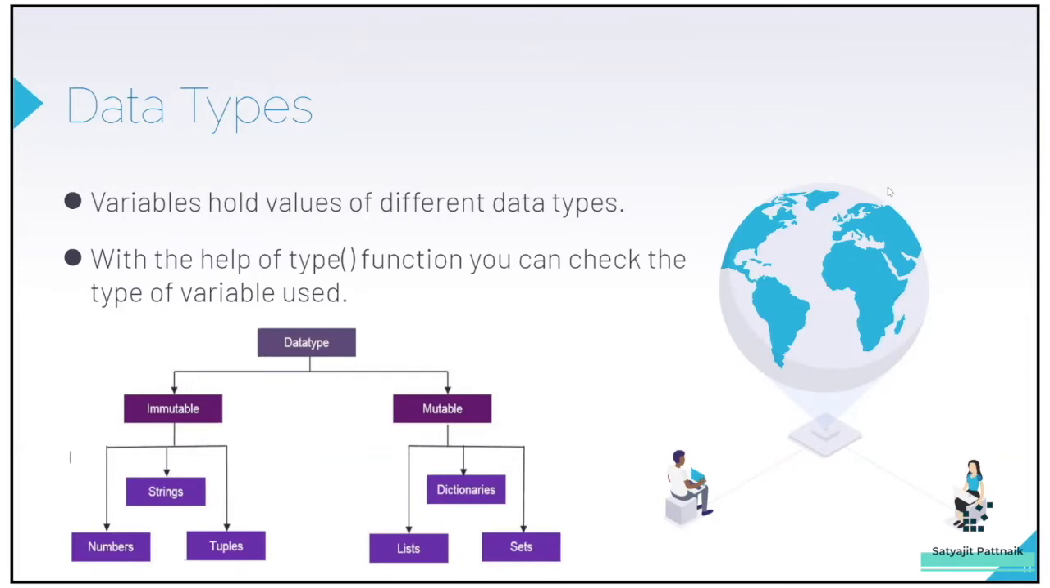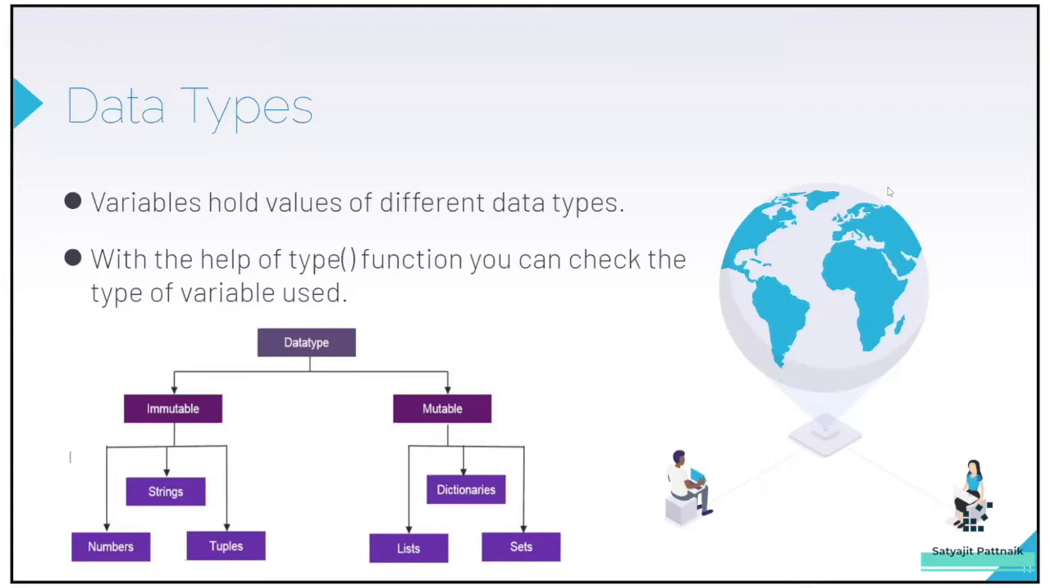In the previous video, when I typed a equals 10 and then typed type of a, that showed me int, right? That's basically a data type. What type your variable is, that is basically the data type. Now variables hold values of different data types. We already discussed this: integer, float, string, double, etc. With the help of the type function, you can check the type of variable used.